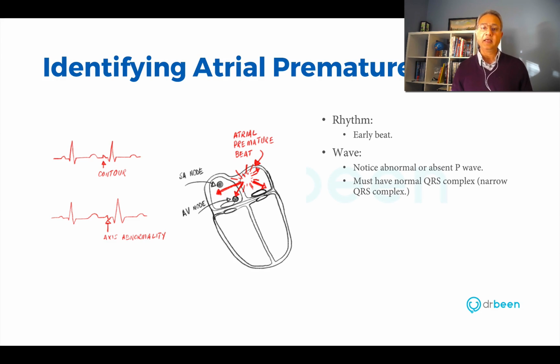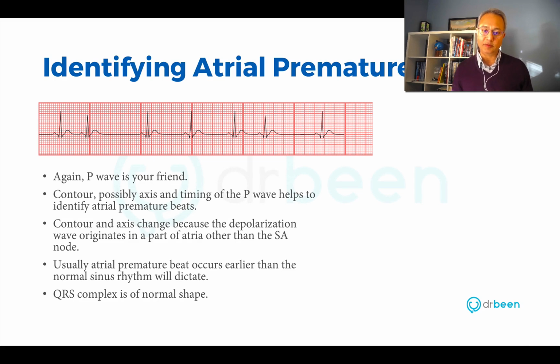So in the case of premature atrial beat, the QRS complex is normal, the beat is earlier, and the P wave is abnormal. Contour or shape is abnormal, or the axis is abnormal. So look at this. This is an atrial premature beat. Here, look at beat number 2 and beat number 6.